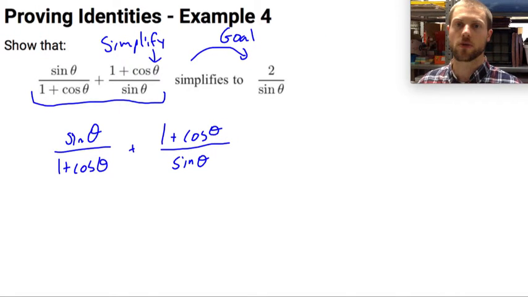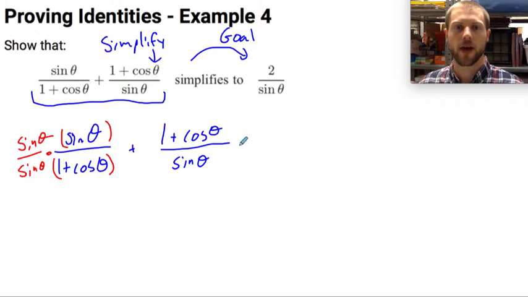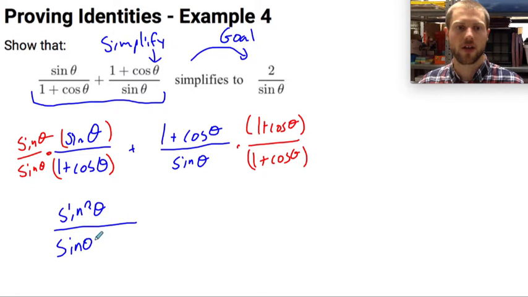I'm going to multiply the first fraction by sine of theta over sine of theta, and multiply the second fraction by 1 plus cosine of theta over 1 plus cosine of theta. That's going to get me a common denominator. Now I'll combine this together: in the numerator I'll have sine squared of theta, over sine of theta times 1 plus cosine of theta. I'm just going to leave the denominator as two separate factors for now.